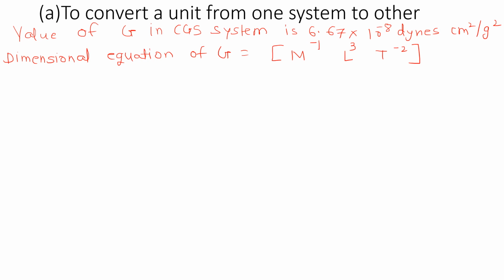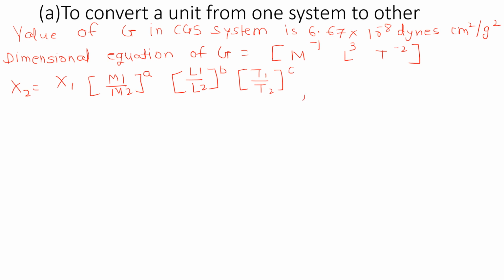As we have seen earlier, the formula for conversion is given by x2 is equal to x1 into (M1 upon M2) raised to a, (L1 upon L2) raised to b, (T1 upon T2) raised to c. What is a here? Minus 1. b is 3. c is minus 2.